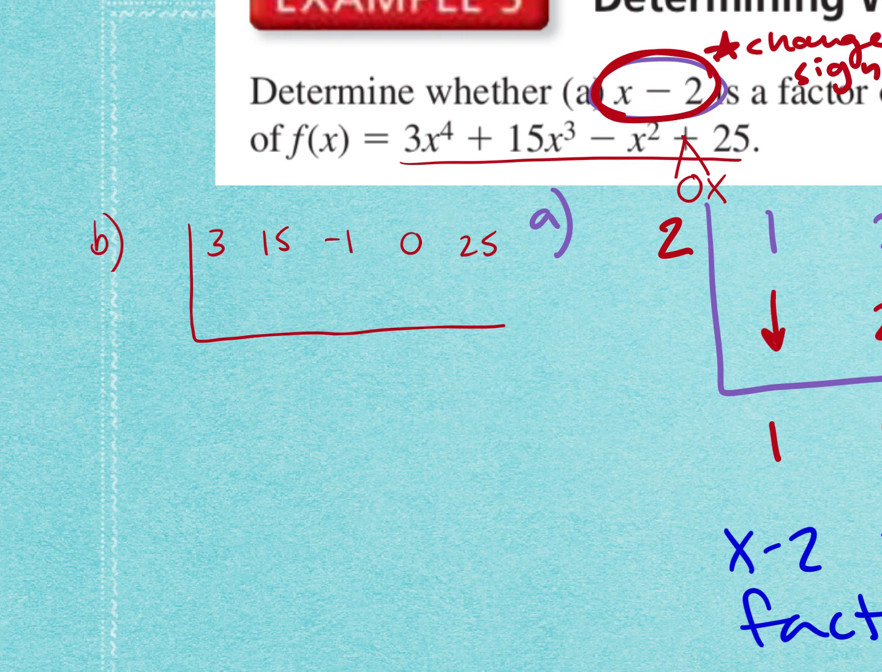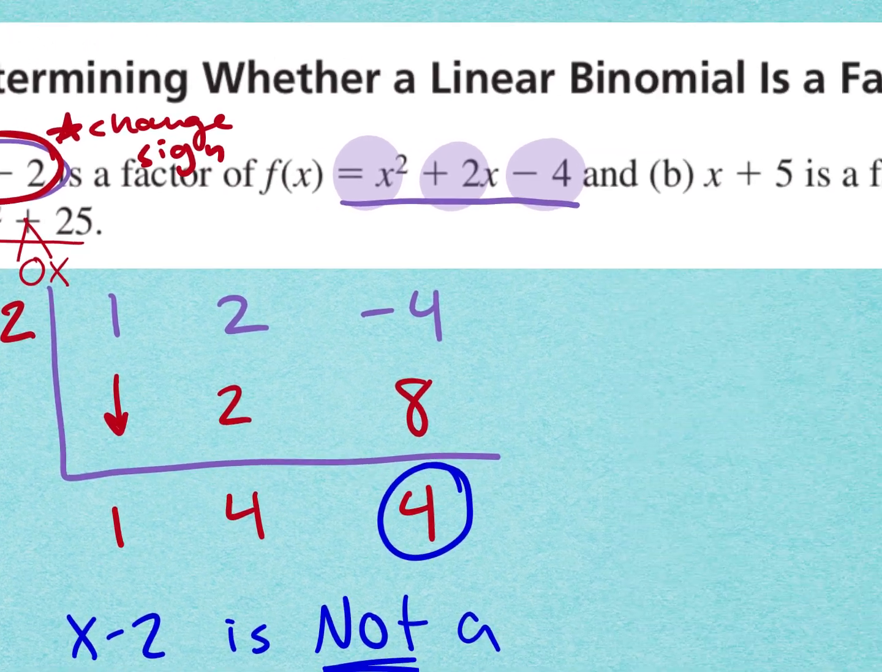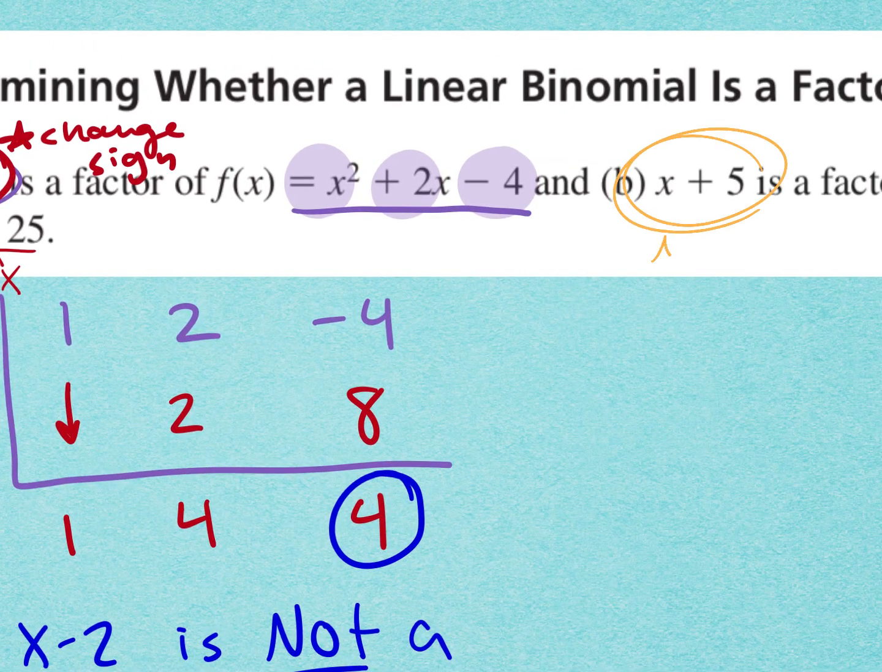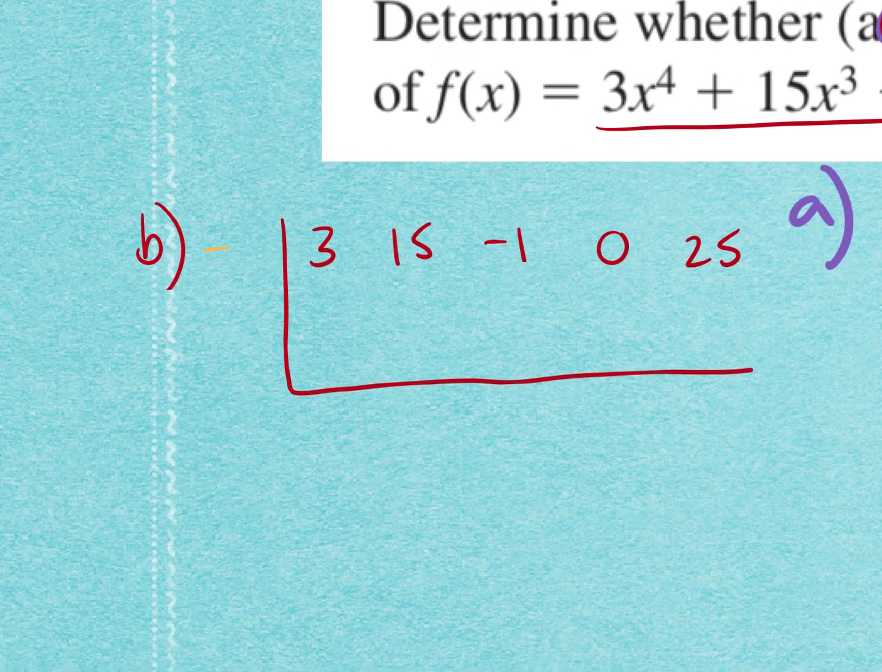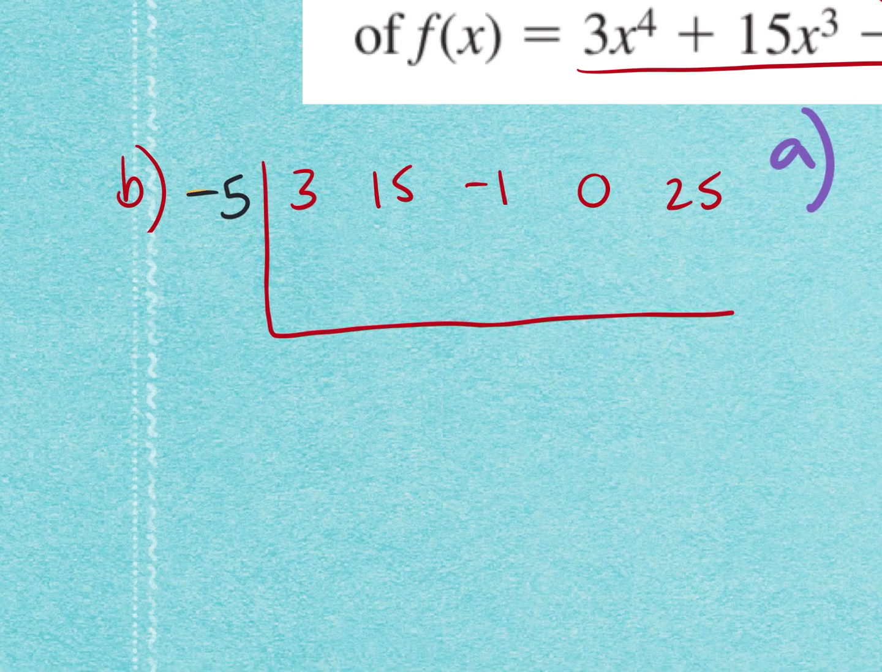What number is going to go outside the box? Negative 5. Perfect, because it's an x plus 5, but we have to change the sign. So negative 5 goes on the outside. What's the first thing I have to do? Drop down the 3. And then on the outside, what do I do? Multiply. Inside, add. 15 minus 15 would be 0.